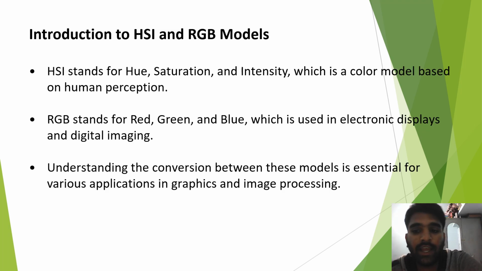Introduction to HSI and RGB models. HSI stands for hue, saturation, and intensity, which is a color model based on human perception. RGB stands for red, green, and blue colors, which is used in electronic displays and also in digital imaging. Understanding the conversion between these models is essential for various applications in graphics and image processing. Moving on to my next slide.